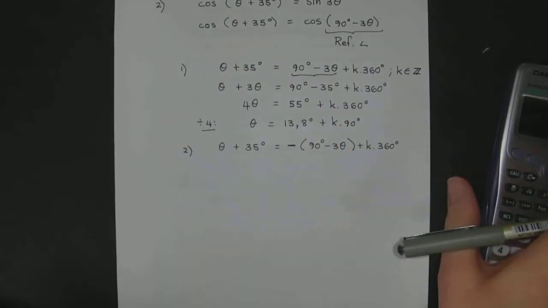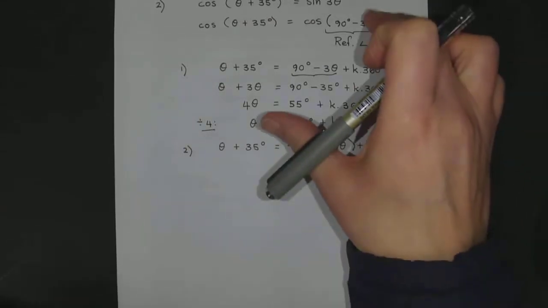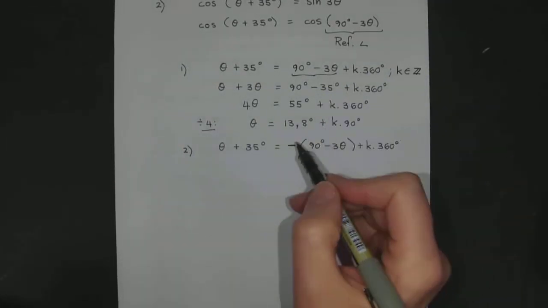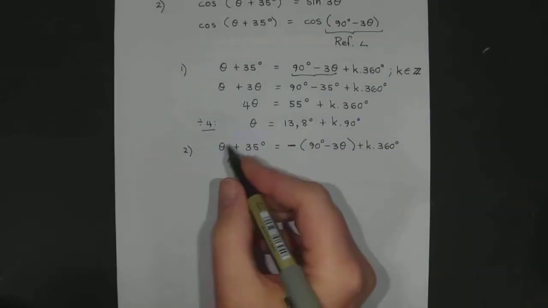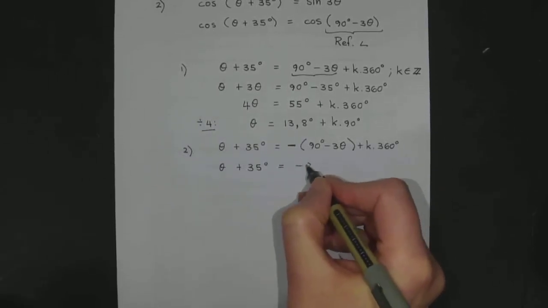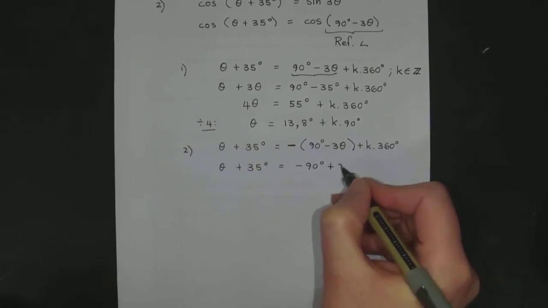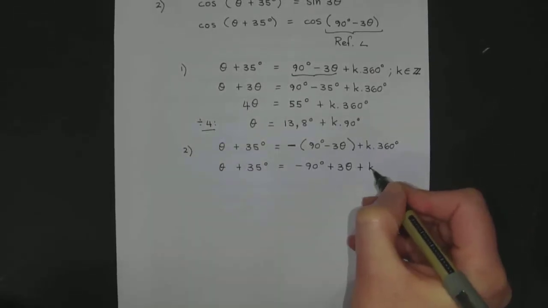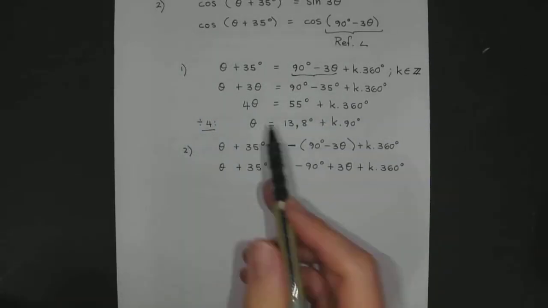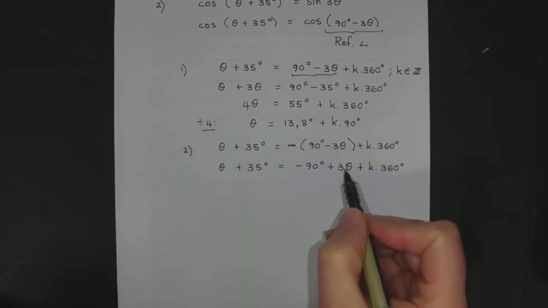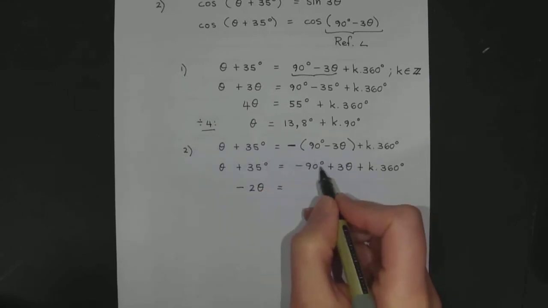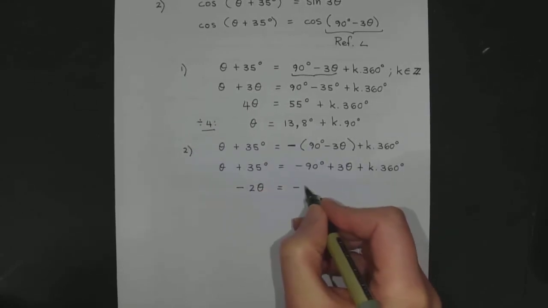The second part of my general solution, like I said, remember we use positive or the reference angle as is, and then we use the reference angle with a negative in front. So please remember, people, I've got to distribute that negative. So theta plus 35 degrees is minus 90 degrees plus 3 theta plus k times 360. And then I can just again do what I did with the previous one. Careful now, theta minus 3 theta is minus 2 theta. Minus 90 minus 35 is then going to be equal to minus 125 plus k times 360.